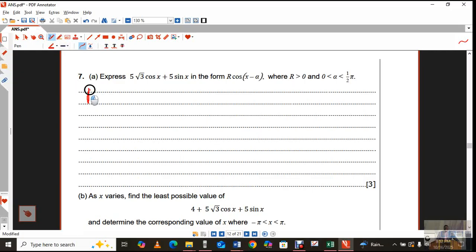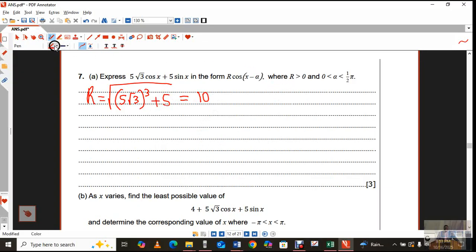At this level, I do expect that you know that you can calculate the value of r by taking the square root of (5 root 3) squared plus 5 squared. This I expect you to be able to do. If you punch this, you get the square root of 100, which is 10. So my r is equal to 10.